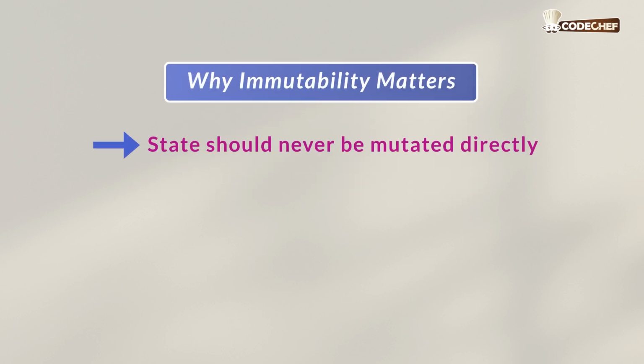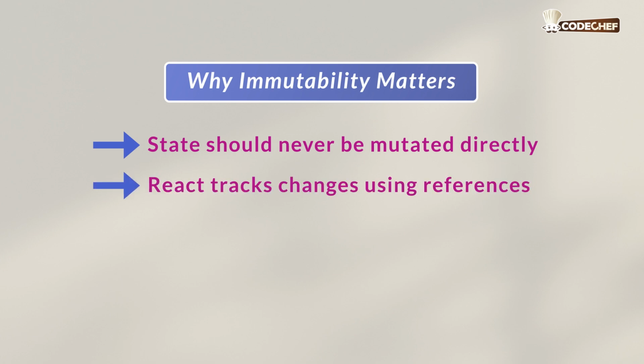In React, state should never be modified directly. Instead of changing existing data, we always create a new version of the state. React depends on this approach because it tracks changes using references and not by deeply checking values.